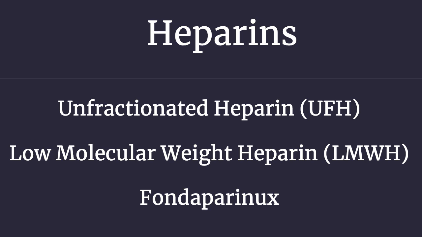So how do these heparins work? Heparins actually act indirectly by binding to antithrombin rather than by binding directly to any of the coagulation factors. Binding of heparin to antithrombin induces a conformational change in the antithrombin, which converts it from a slow to a rapid inactivator of coagulation factors, for example thrombin, factor 10A, and factor 2A. So that's essentially how they act.